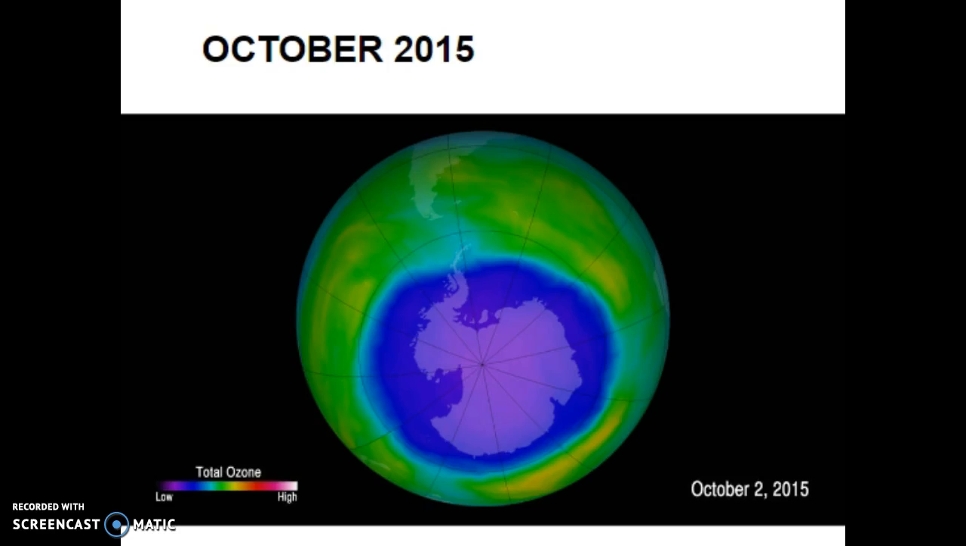And we can fast forward to the year 2015. Generally, that hole is remaining the same size. It now encompasses most of Antarctica. But remember, the ozone layer can be repaired as long as we limit those emissions of CFCs and other oxide chemicals that can destroy that ozone layer.